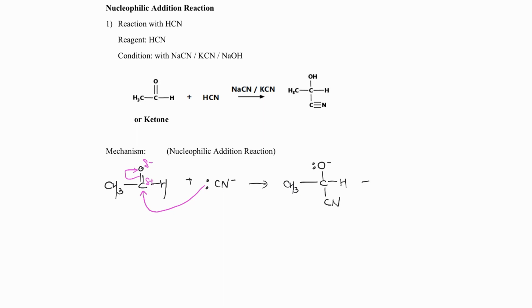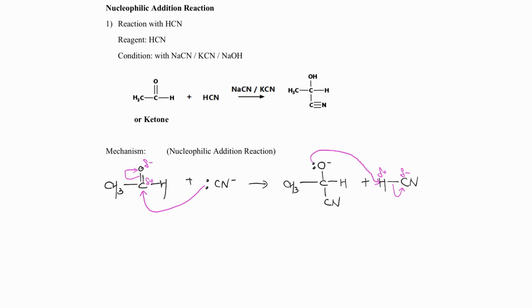And the next step, the second step, is where we have HCN. So we will have delta positive and delta negative. The next step will be the oxygen with the O minus in the intermediate giving electrons to the delta positive hydrogen of the HCN. And here there will be the breaking of the bond.